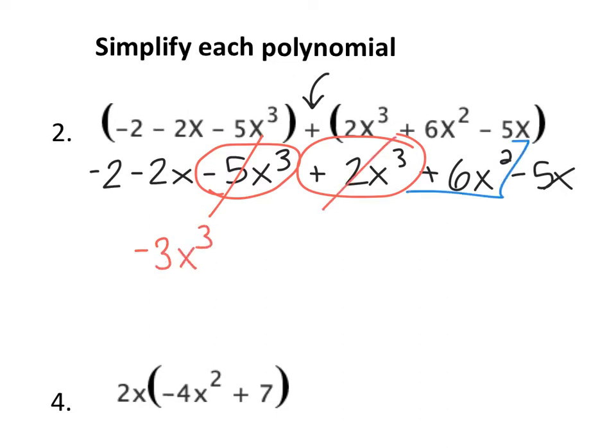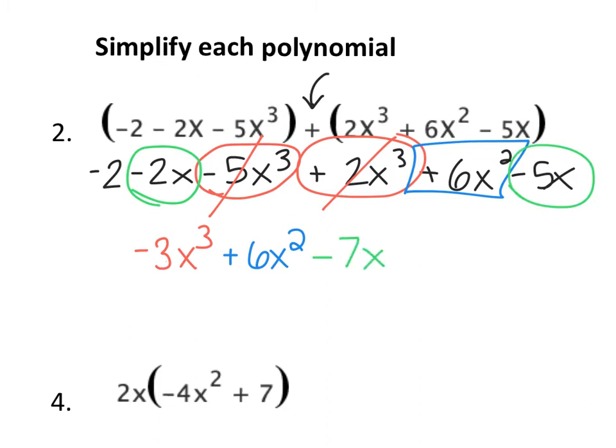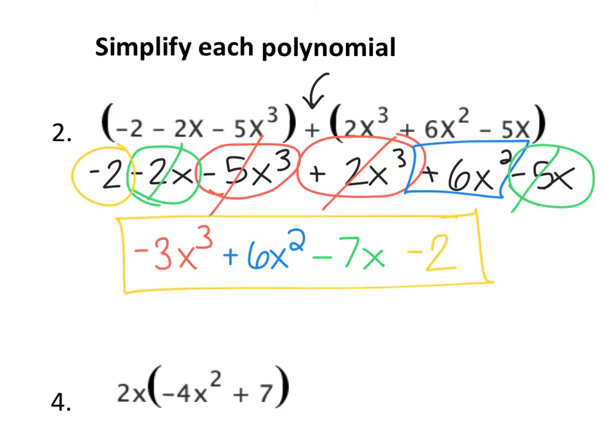Now the squared terms right here, plus 6x to the second. Plain old x's, I have a negative 2x minus 5x is minus 7x. Cross them off, and finally I have a minus 2. This is simplified. There's no more like terms and no parentheses. Remember, when you add and subtract, your exponents don't change. You're just combining like terms.